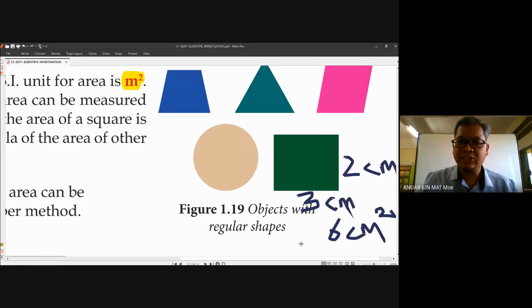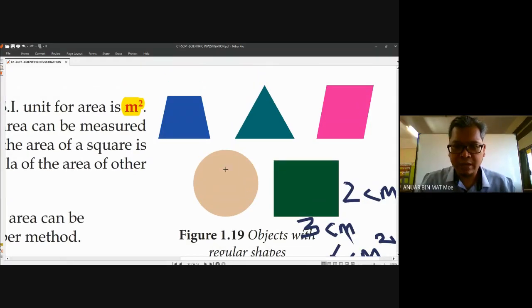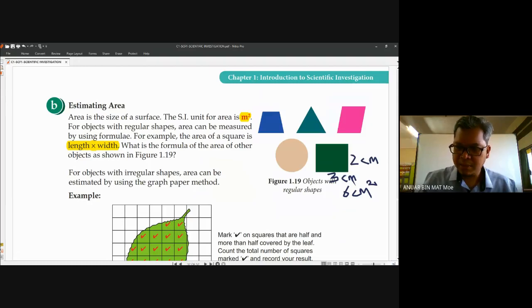This one is very easy because we want to take the area for a regular shape. Regular shape, you got the formula, right? You still remember how to take the area of the round or the circle or the other regular objects, right? In mathematics, dalam matematik sudah belajar area.